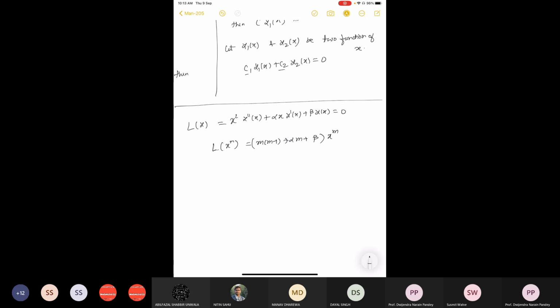Now, in this case, when m has two equal roots, it means that we are getting m minus m1 whole square, x to the power m. So it means that L of x to the power m, I'm getting like this. Is it okay here? So there is no problem, right?